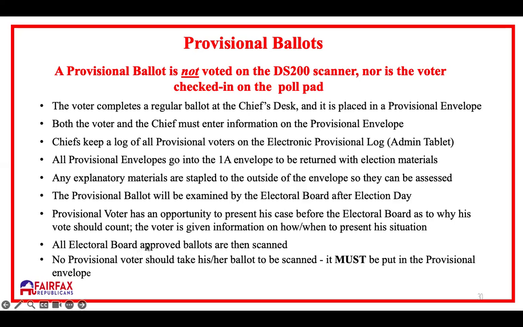Once the electoral board approves ballots, then they can be scanned, and only then can they be scanned. If the electoral board does not approve the voter's ballot, the ballot remains in the provisional envelope. The voter is sent information indicating that his vote was not accepted and the reason why. So it's a detailed process, but it works, and you're welcome to observe it.